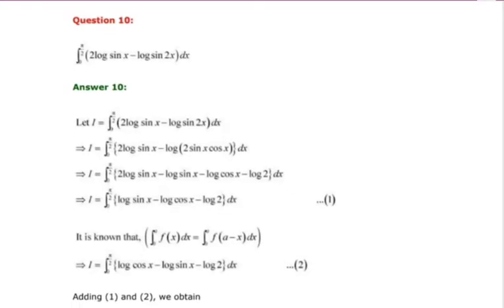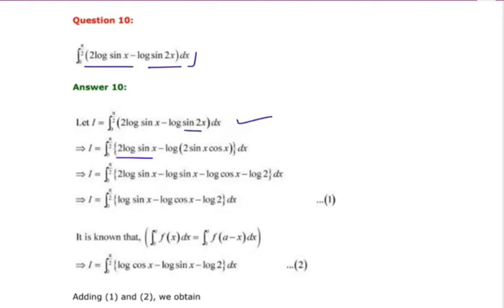So next, question number 10: integration from 0 to pi by 2 of (2 log sin x minus log sin 2x) dx. So let's see. Let I equal the integration from 0 to pi by 2 of 2 log sin x minus log sin 2x dx.